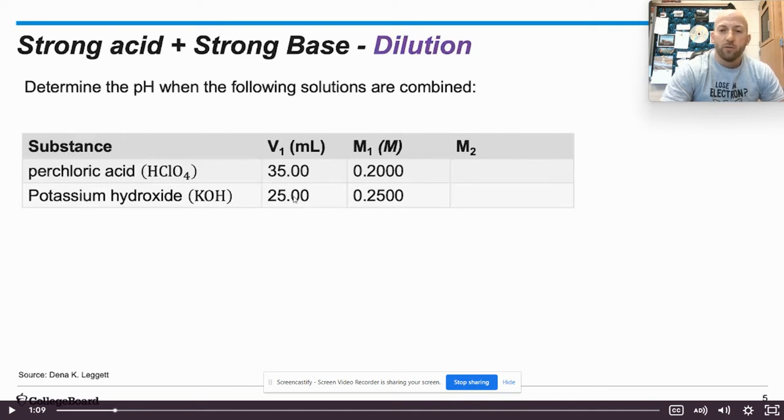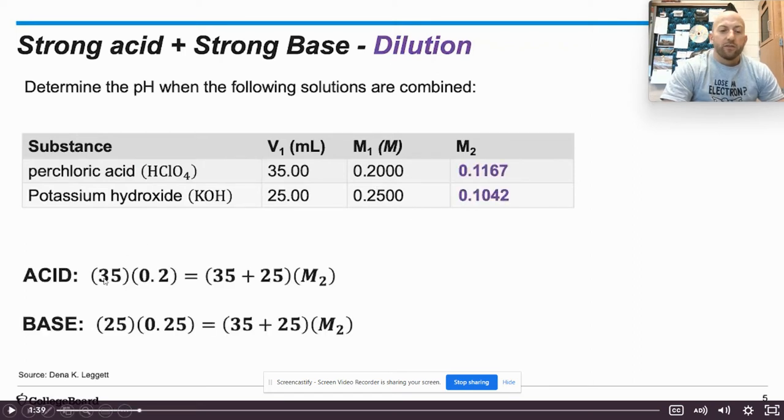So we can assume that they will go towards completion. This gives you our volume 1, molarity 1. We need to figure out molarity 2. There's no slot for volume 2, but you should know that by now, that's because you add these two up together. So we have our 35 milliliters times our 0.2 molarity equals 35 plus 25 for our M2. And then you can do the same for our base.